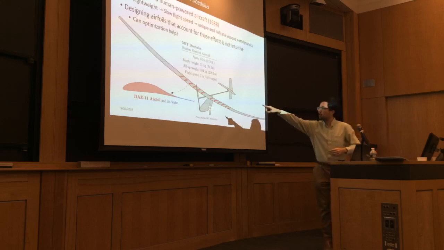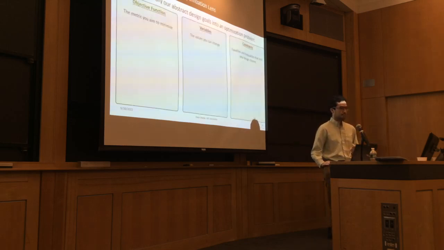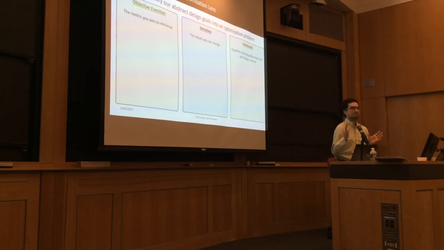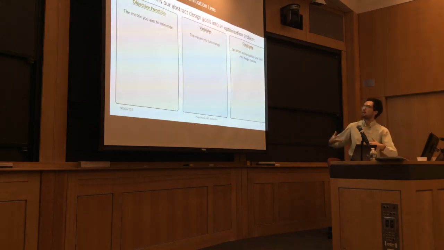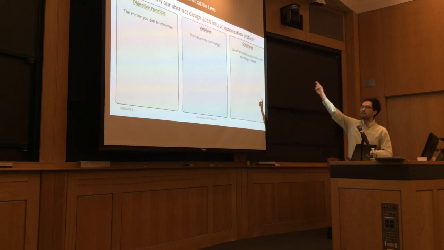What was actually flown on this airplane here, you see, is this DAE-11 airfoil. That's what makes up this main wing section. And so we're asking, can a computer beat that? So if we want to answer that, we need to precisely quantify our problem. We need to take this abstract notion of better and put some numbers to it. So that means that we need three parts here: an objective function, a variable, and constraints.